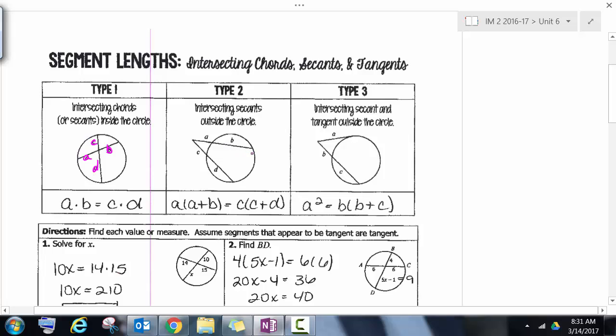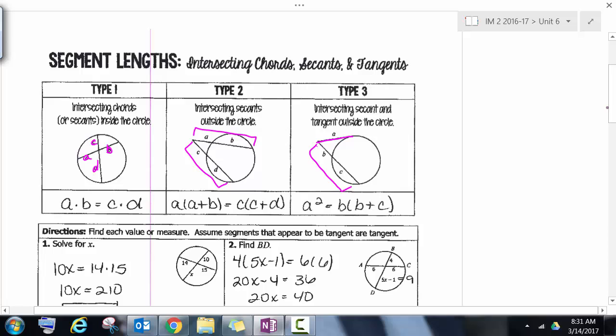Now, secants outside the circle. It's A times this whole thing, which is A plus B, and C times this whole thing, which is C plus D. Then, same thing with the type 3, our intersecting secant and tangent, except there's only one thing here, so it's A times A, or A squared, equals B times this whole thing, B plus C.